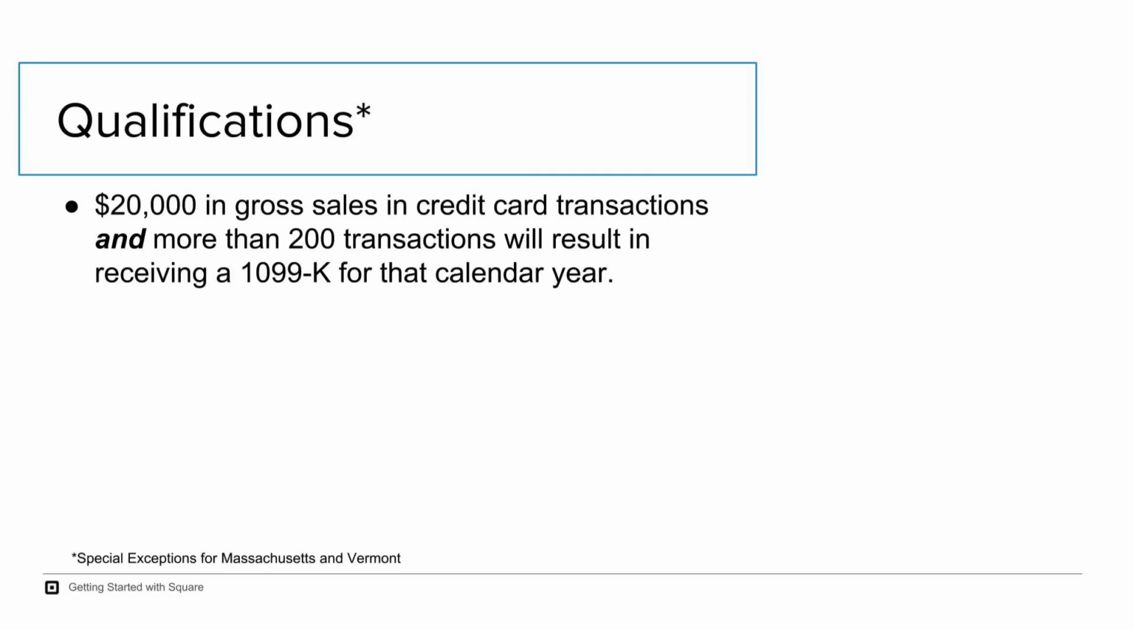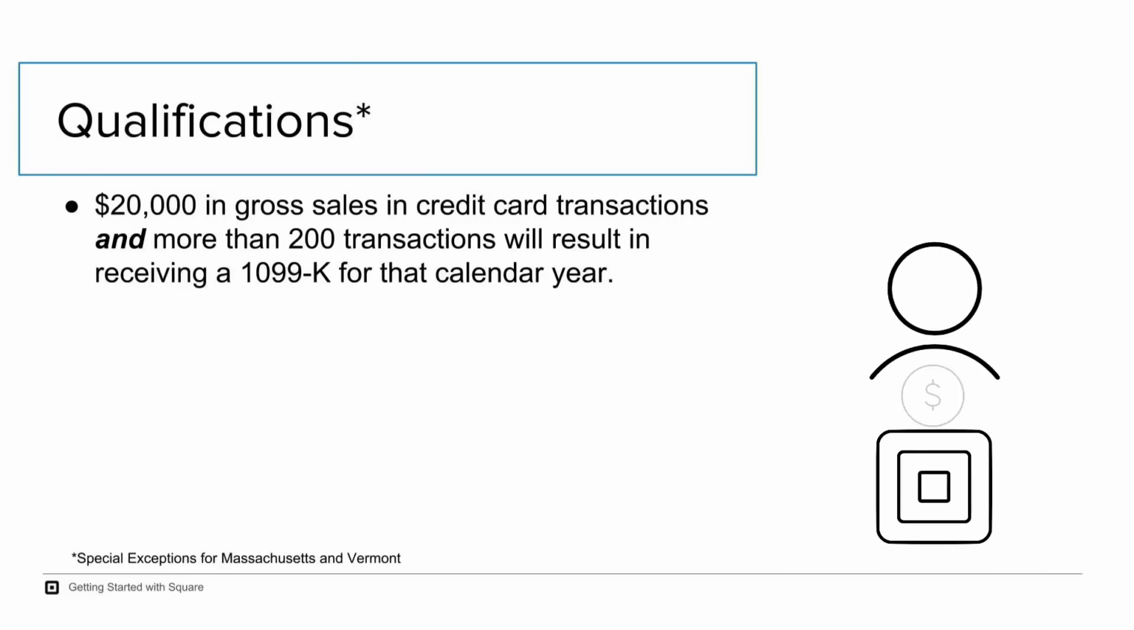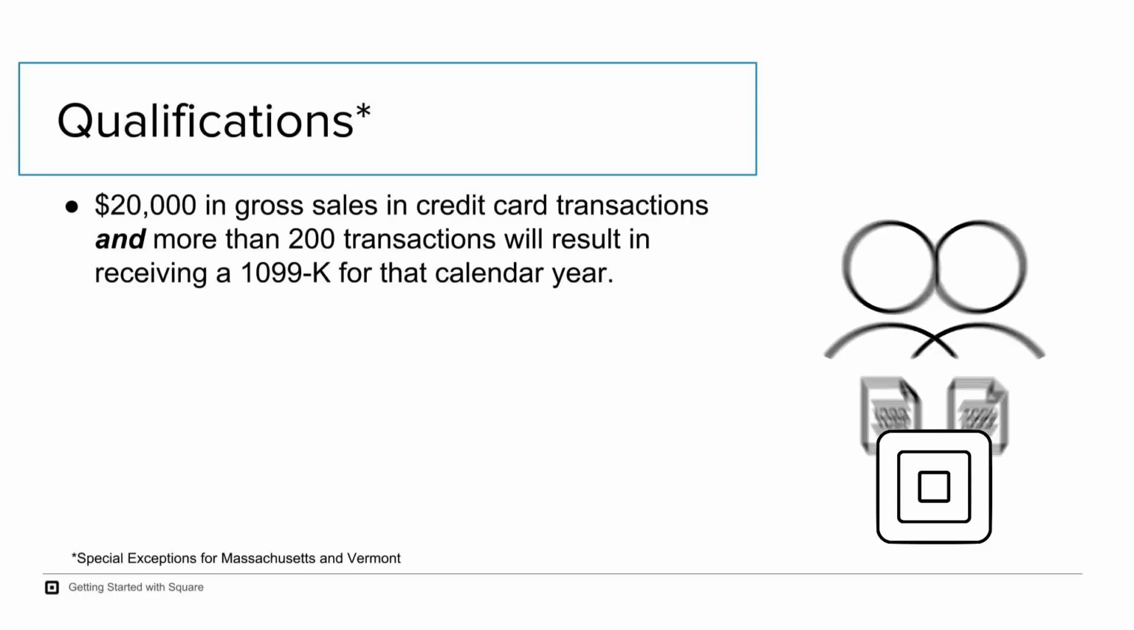Now, a bit about the qualifications required for a 1099K. Generally, accounts meeting both of the following criteria qualify for a 1099K and must be reported to the IRS by Square. If you processed more than $20,000 in gross credit or debit card sales from goods or services and more than 200 transactions in the calendar year, Square is required to report that information to the IRS. Let's say you have two accounts with Square, and both accounts processed $10,000 in credit card payments and 100 transactions in 2018. The total for both accounts will exceed $20,000 and 200 transactions, which means you'll receive a 1099K for both accounts.